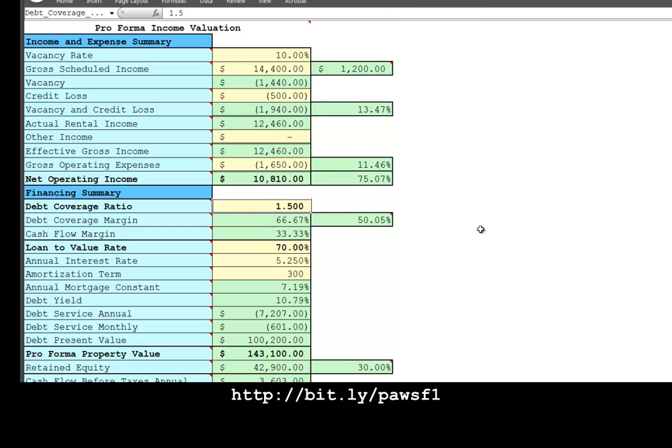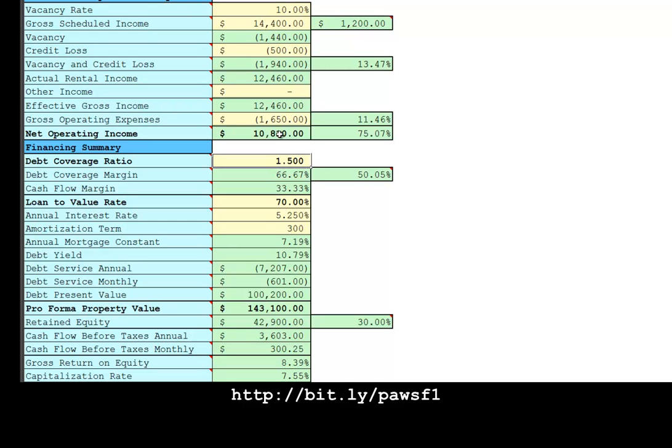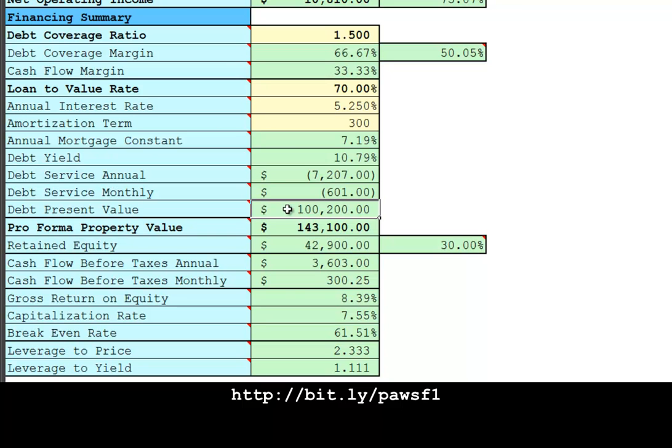We're looking at a debt coverage ratio of 1.5. That is the net operating income divided by the debt service equals 1.5, meaning that the net operating income is 50% larger than the debt service. We're calculating a refinance loan-to-value rate of 70% with an annual interest rate of 5.25%. Amortization term is 300 months. That's 25 years. So the debt present value, $100,200. This is how much debt the property can support with these income and expense parameters. So the property value after repairs would be $143,100.